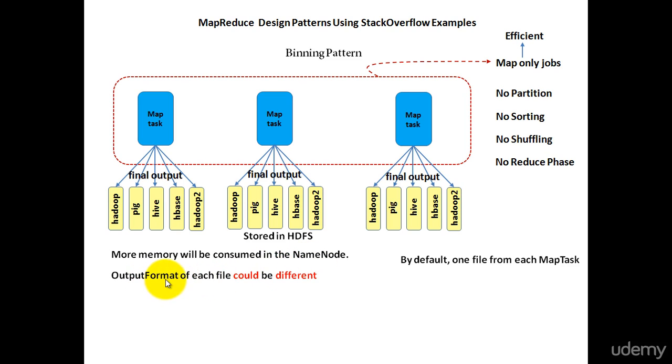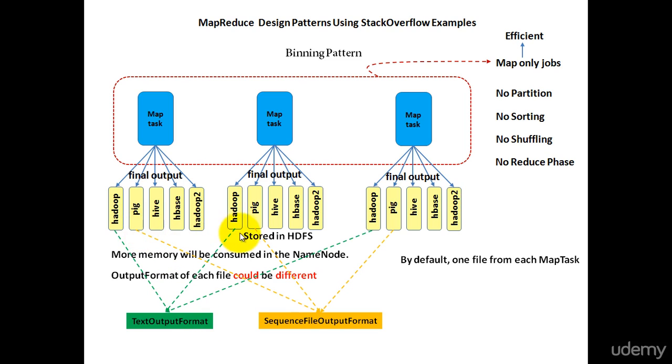The output format of each file could be different. One file's output format could be text output format, and another file's output format could be sequence file output format. And similarly, each file could have different output format. Also, the data type of key and the data type of value of each output file could be different. MapReduce framework provides support to specify different output format and different data types for keys and values for each output file.